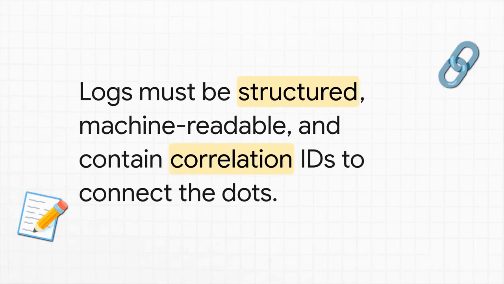So to dig deeper, we have to look at the logs. A dashboard might tell you there's a problem, but the logs tell you the story behind that problem. And for that story to be even remotely useful, the requirement is crystal clear. Your logs have to be structured, machine-readable, and they must have correlation IDs to connect all the dots.